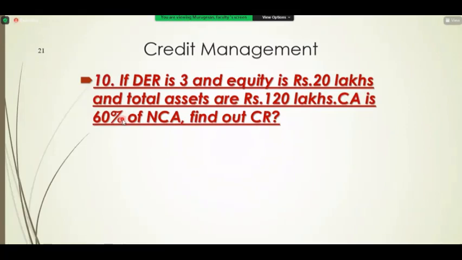So you assume NCA is 100, CA is 60. What is the ratio? 100 is to 60, that is 5 is to 3. If the total is 120, you segregate assets in 5 is to 3. Then what will be current assets, and what will be non-current assets? 45, 75. Great, boss.